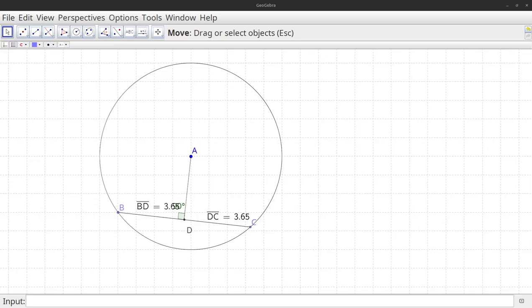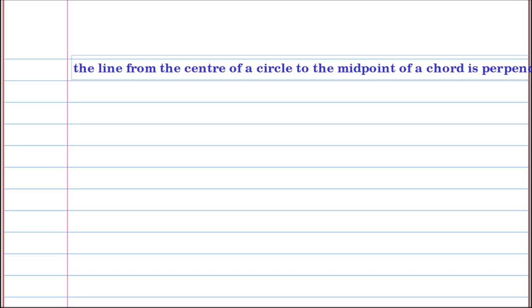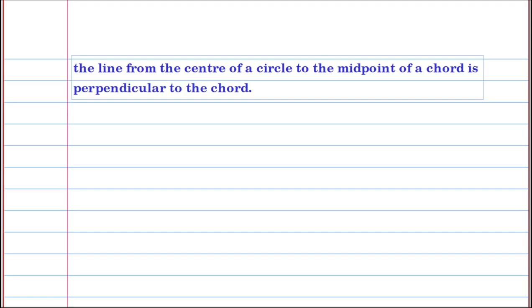So the line from the center to the midpoint of a chord is perpendicular to the chord. The line from the center of a cycle to the midpoint of a chord is perpendicular to the chord. That's our first property.